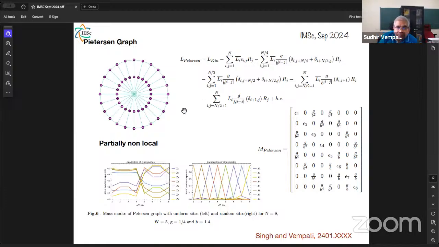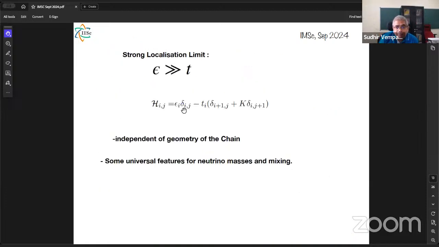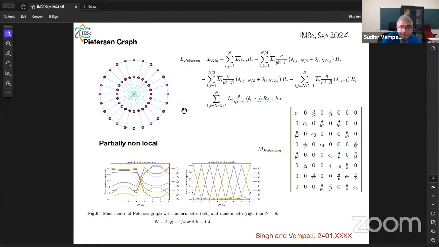The Petersen graph is very interesting in the sense that if you take all of them to be universal, the mass matrix with all the epsilons the same, all the G parameters the same, all the B's the same, you get half the modes localized on the left, half the modes localized on the right.